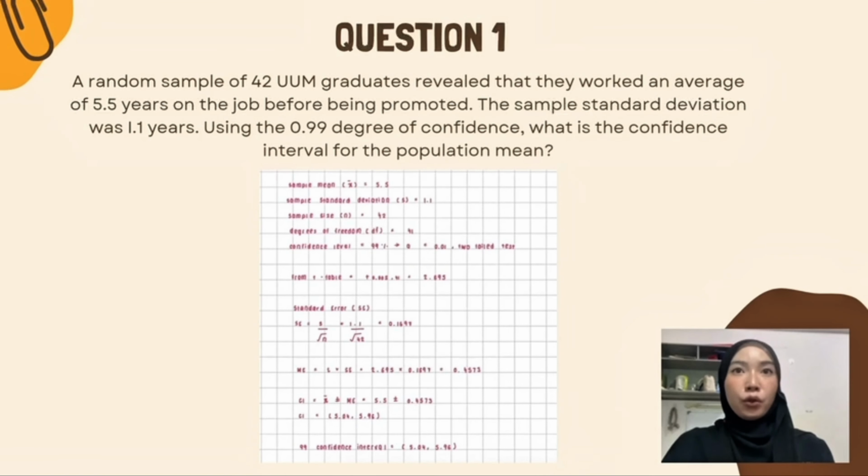For this question, we are asked to construct a 99% confidence interval for the population mean number of years UM graduates work before being promoted. We are given the following values.